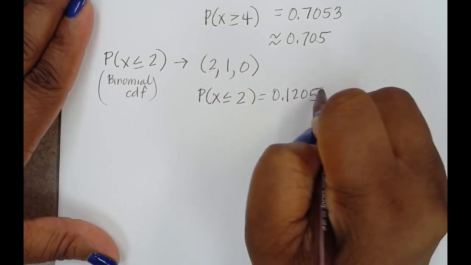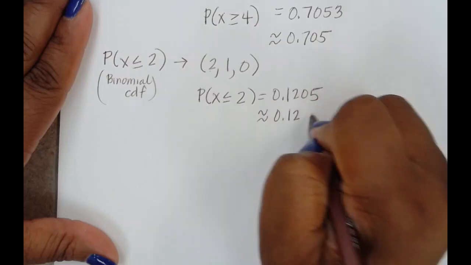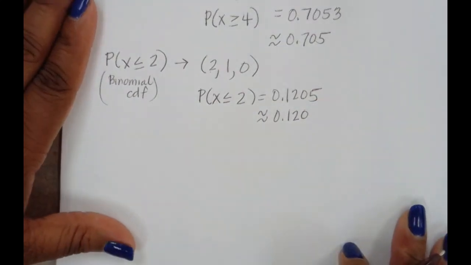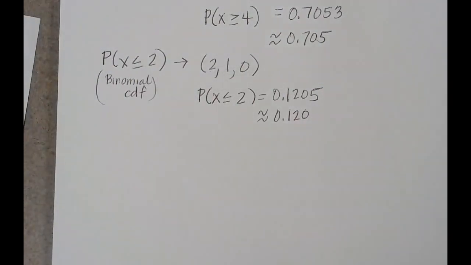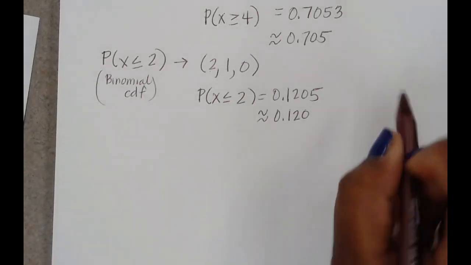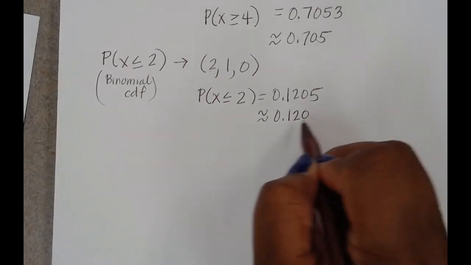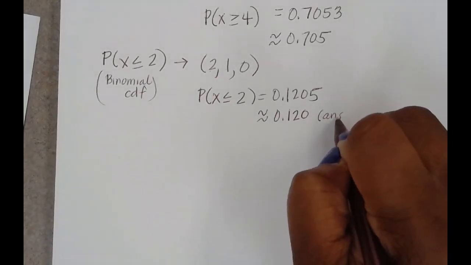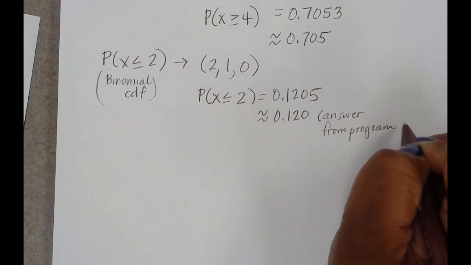0.1205, but as to follow the directions of the problem, 0.120. I'm sorry, not 120. It should be 0.121. So here, guys, let me talk about that. I'm looking at the answer that was given in the process from the platform. So the answer from the platform is this one. Let's talk about the difference.